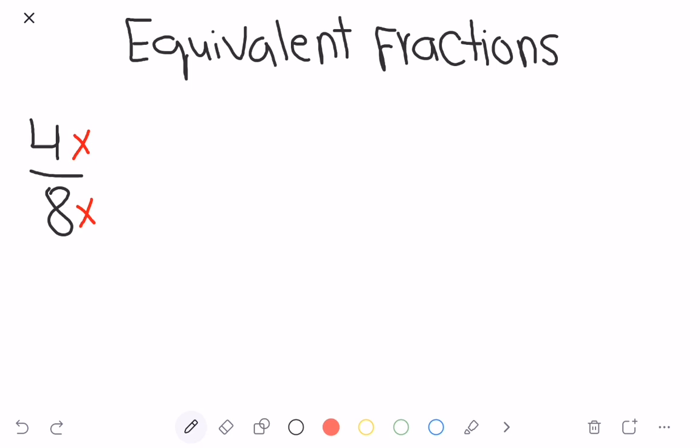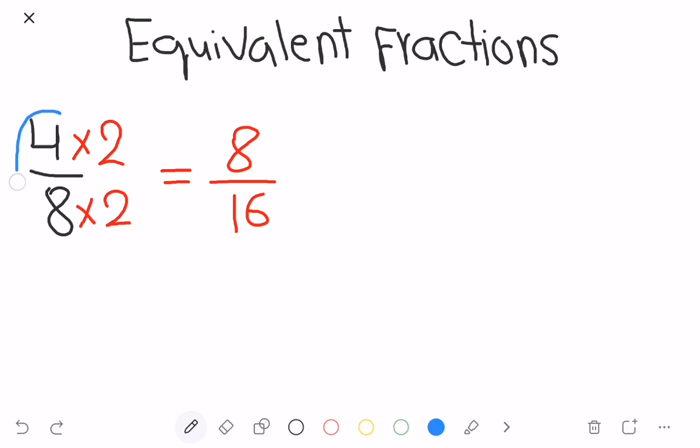For example, we multiply numerator and denominator by 2. 4 times 2 equals 8. 8 times 2 equals 16. So 4 over 8 is an equivalent fraction to 8 over 16. They have the same amount.